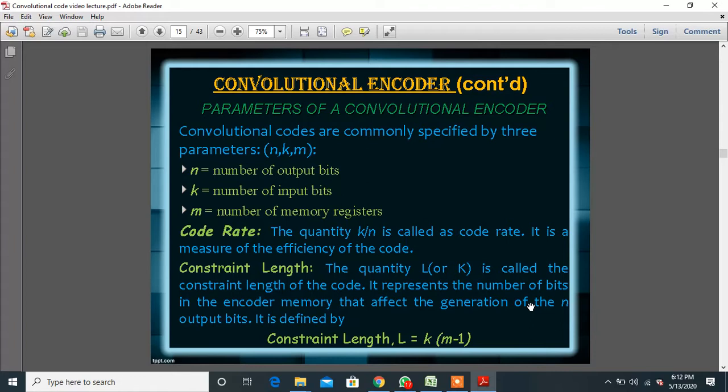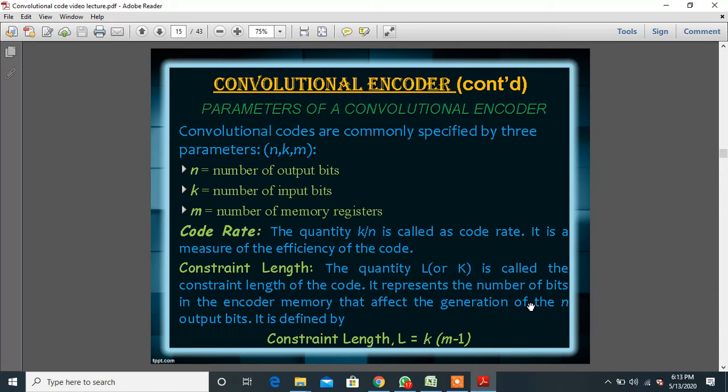Now code rate. Generally the question is asked, what is the code rate of a convolutional code? It is the ratio of the number of input bits to the number of output bits. The quantity k by n is called the code rate. It is the measure of the efficiency of the code. We can say what is the efficiency or code rate of the convolution code.